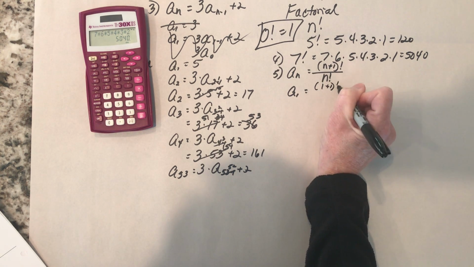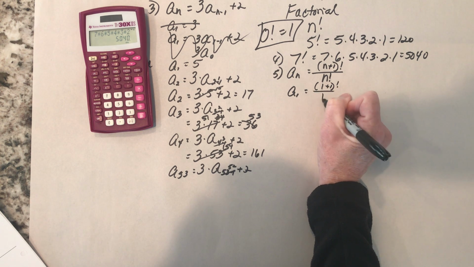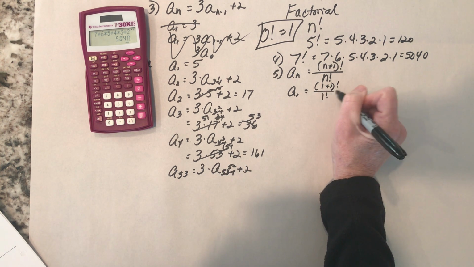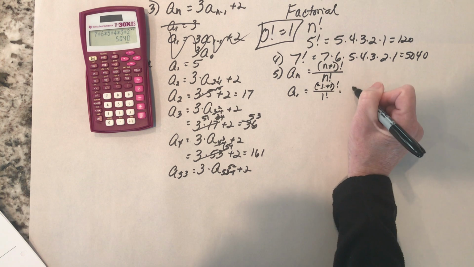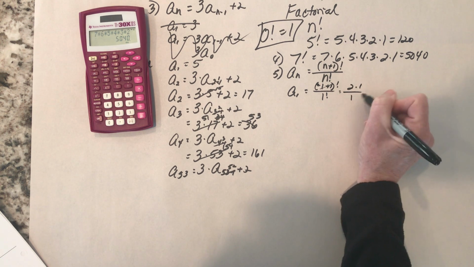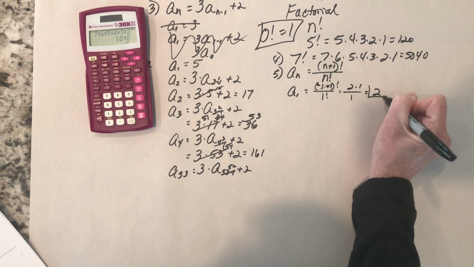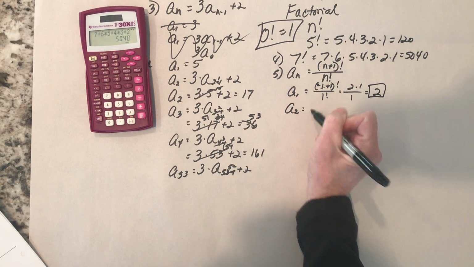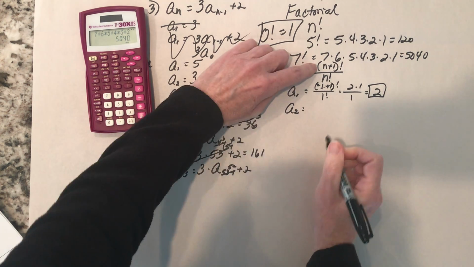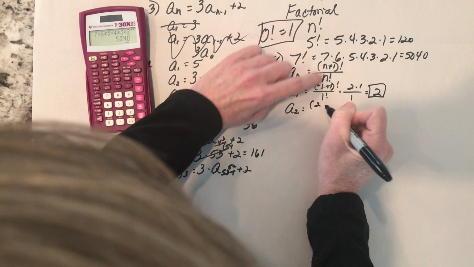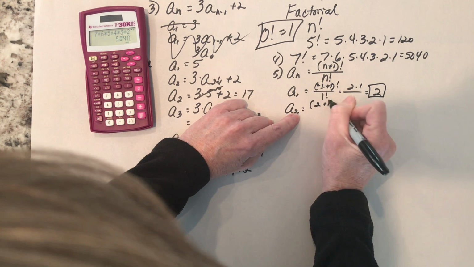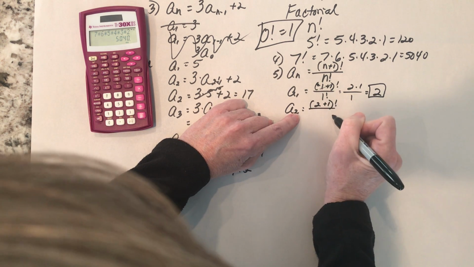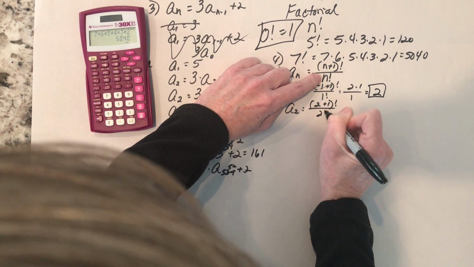1 plus 1 factorial over 1 factorial. That's 2 factorial in there. So that's going to be 2 times 1 over 1. That's just going to give you 2 for the first term. A sub 2, the second term: n is 2 here, so we put a 2 in for the n's and an n on the bottom.